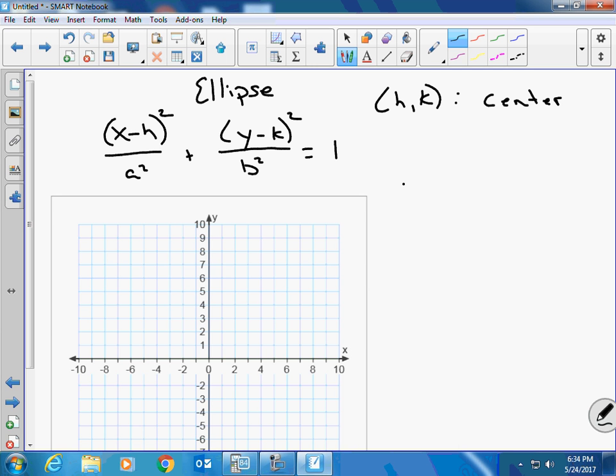So what if I had, let's do an easy one, x squared over 16 plus y squared over 25 equals 1. So the center, H and K, there's nothing there, so my center is at 0, 0. So on my graph, my center is at 0, 0. In the x direction, I go 4 units. In the y direction, I go 5 units. And I sketch my ellipse.